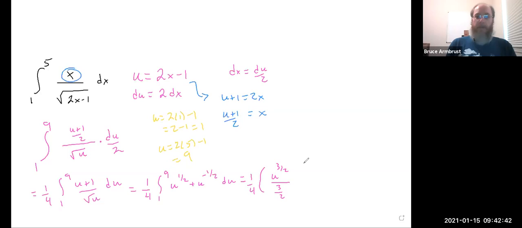The other piece, do the same thing. I'm going to get u to the 1/2, because minus 1/2 plus 1 is 1/2, divided by 1/2. And we still need to evaluate this at 1 and 9. So by doing this substitution, we got it into a form that we can now anti-differentiate.